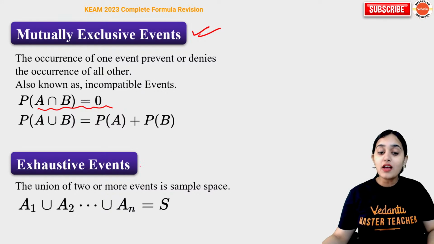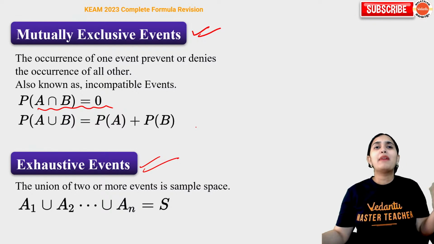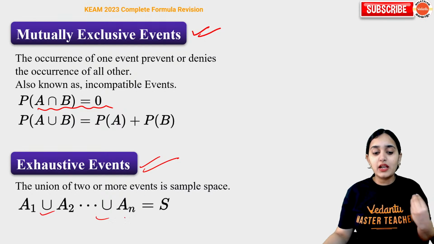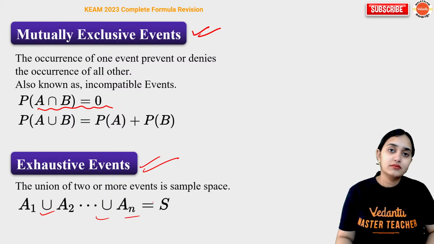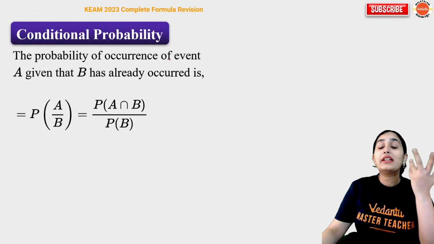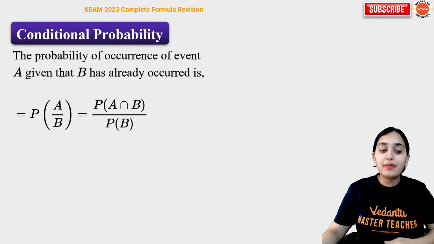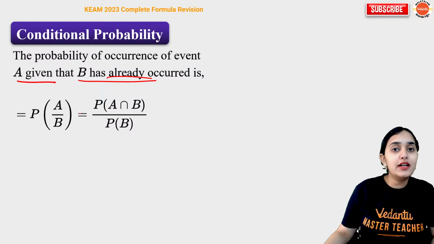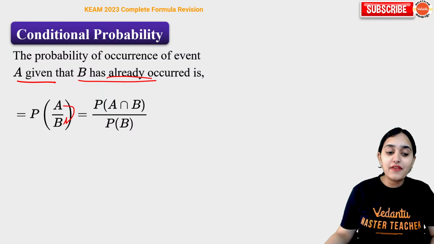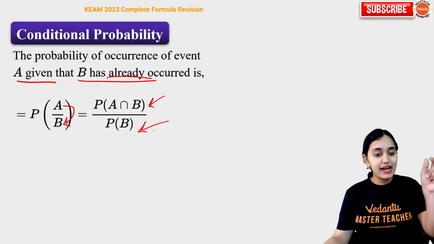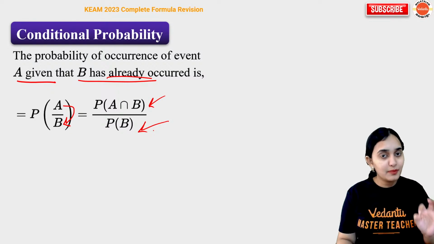Remember, exhaustive events is basically multiple events happening together. So how will you find out the probability? Union, union, union. Just add all of them. That is the probability. Next, conditional probability formula. What is the probability of happening of A given that B has already occurred? The formula for A given B is A intersection B upon B.